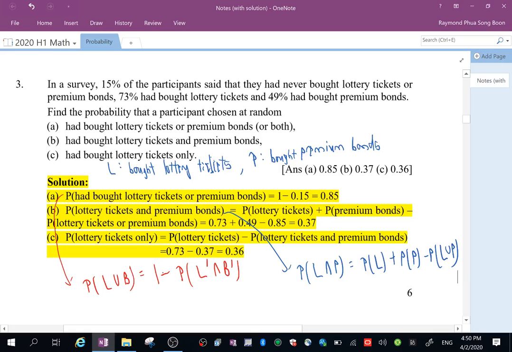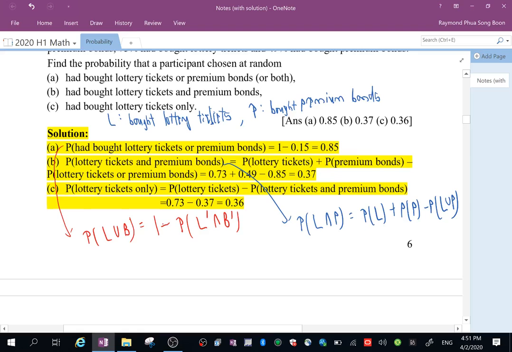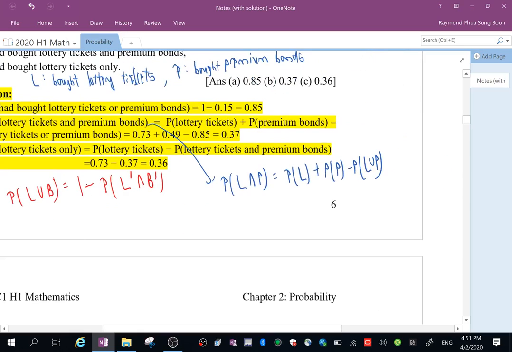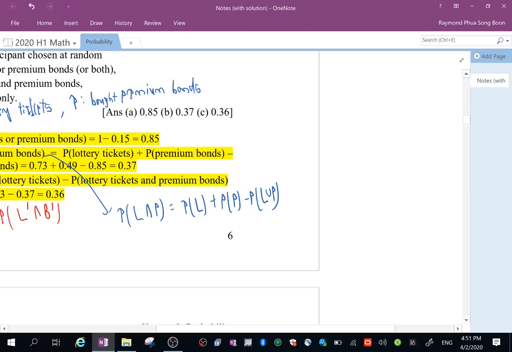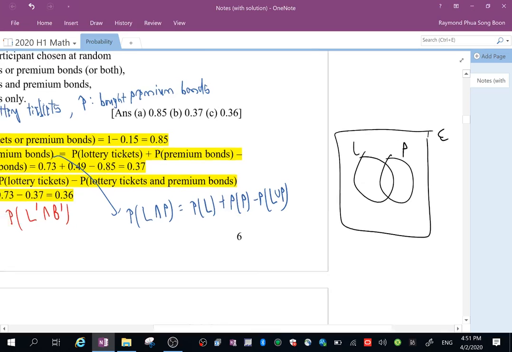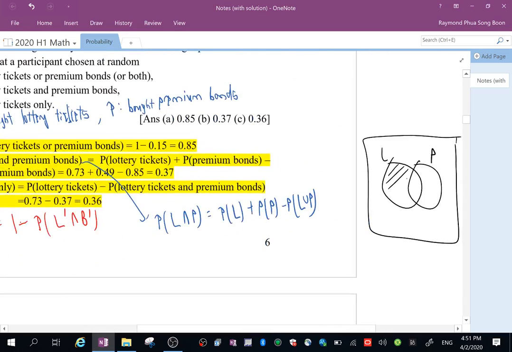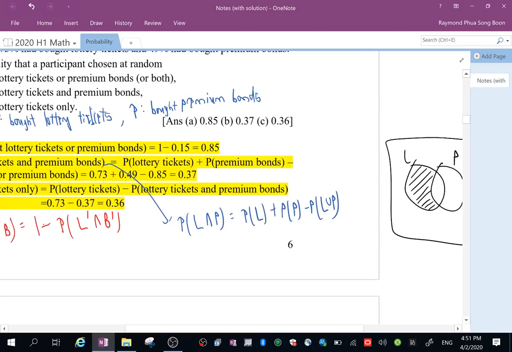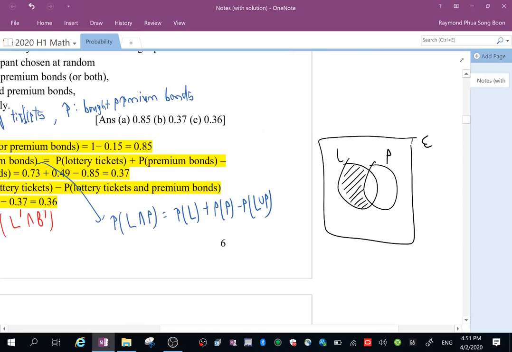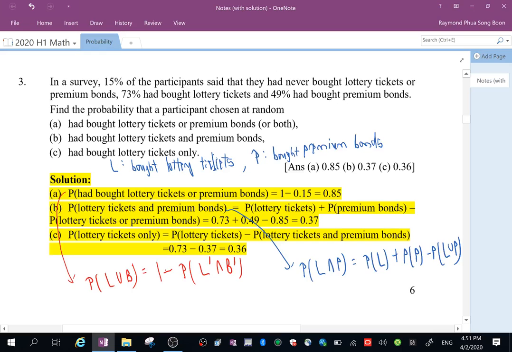All right, part C. Find the probability a participant has bought lottery tickets only. Okay, so if the participant had bought lottery tickets only, let's see how it will look in terms of the Venn diagram. So this will be the sample space, this will be L, and this will be P. So for part C, that means we are just looking at this part. So to find this part, it will be P(L) minus P(L intersect P). All right, so P(L) is 0.73 and P(L intersect P) is the answer for part B. So that's how you get the answer for part C.